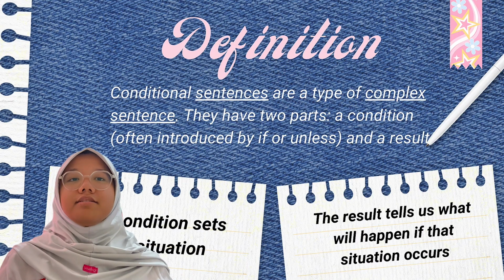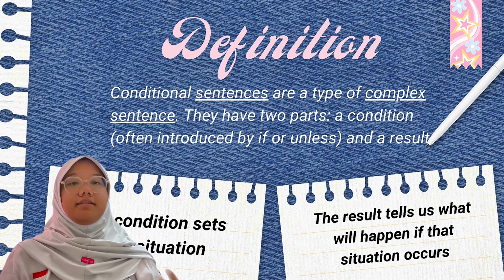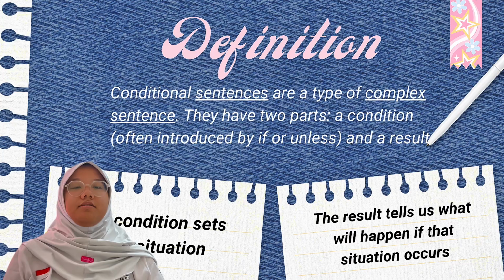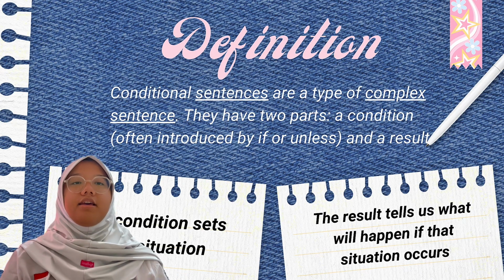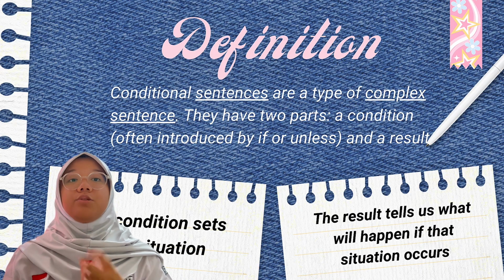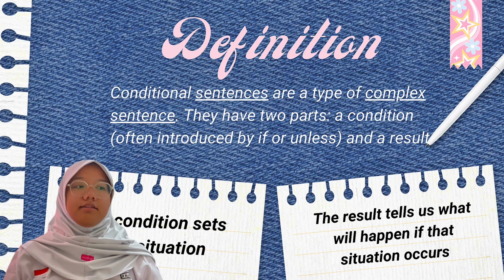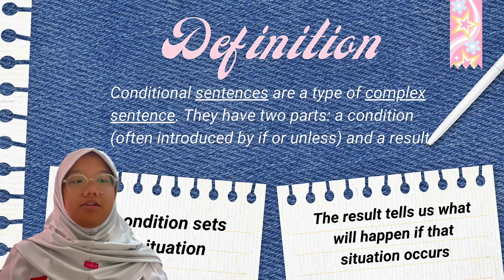Today, I would like to explain to you the material for 12th grade: conditional sentences. Okay, so let's start. What is a conditional sentence? A conditional sentence is a type of complex sentence. It has two parts. First, a condition, often introduced by if or unless, and the result. The condition sets up a situation, and the result tells us what will happen if that situation occurs.